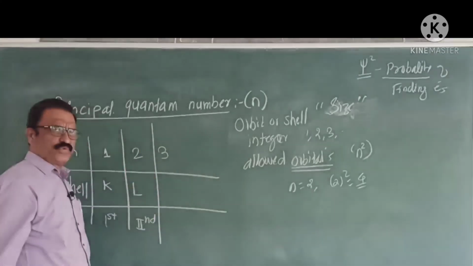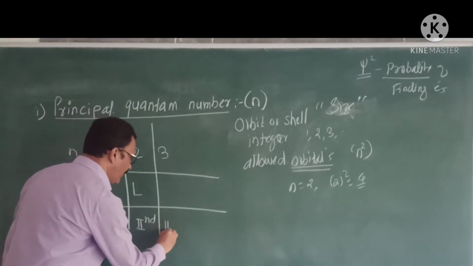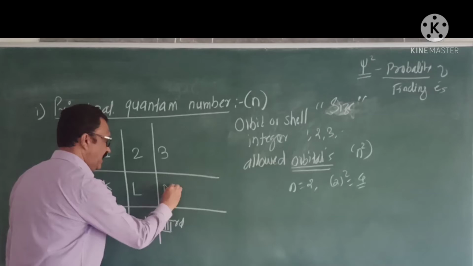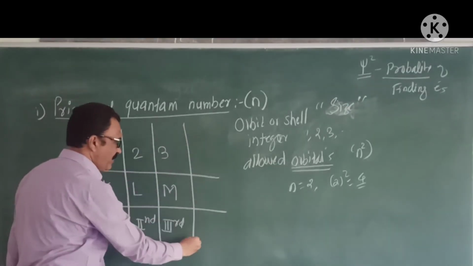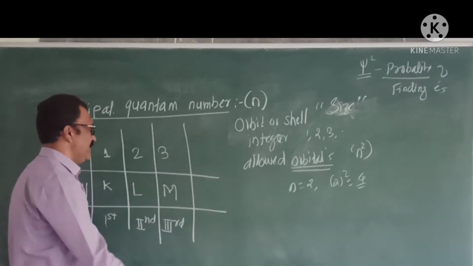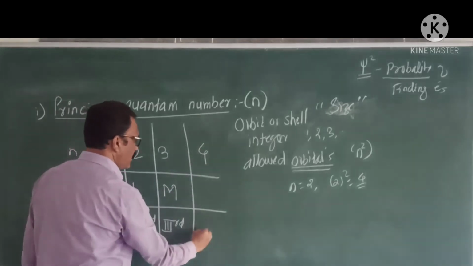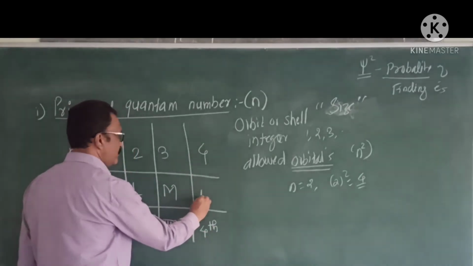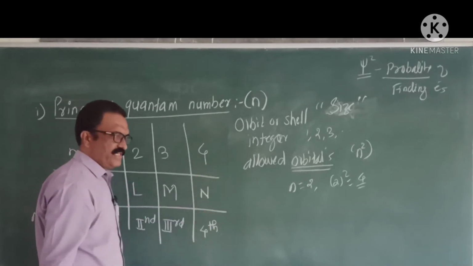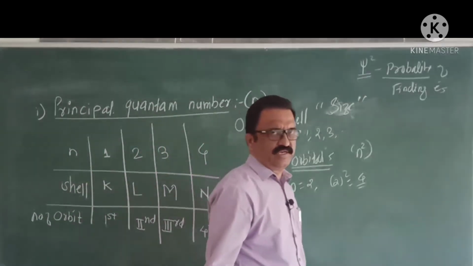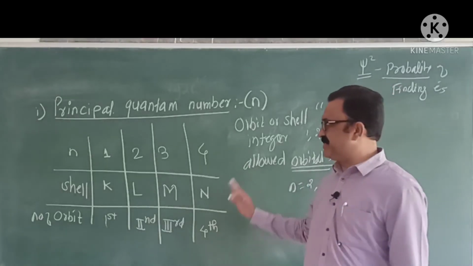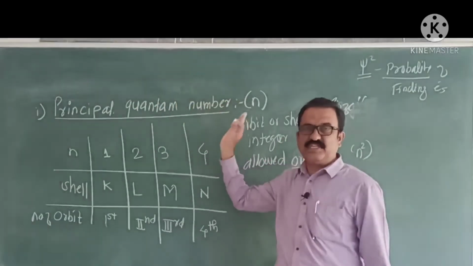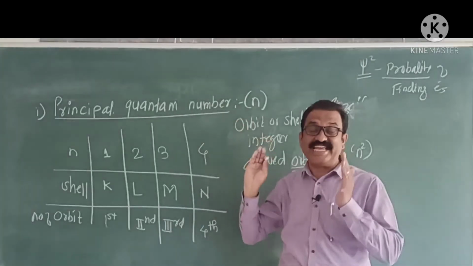When n is equal to 3, it is the third orbit, and the shell is represented by capital M. When n is equal to 4, it is the fourth orbit, and so on. Basically, this is the main quantum number, which gives information about size.